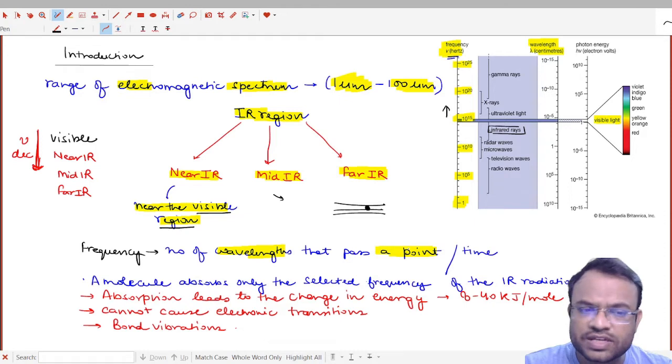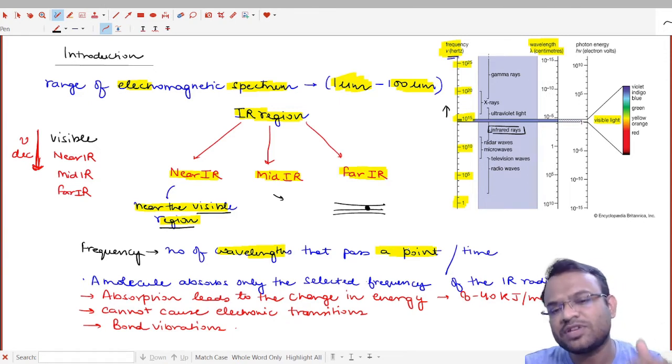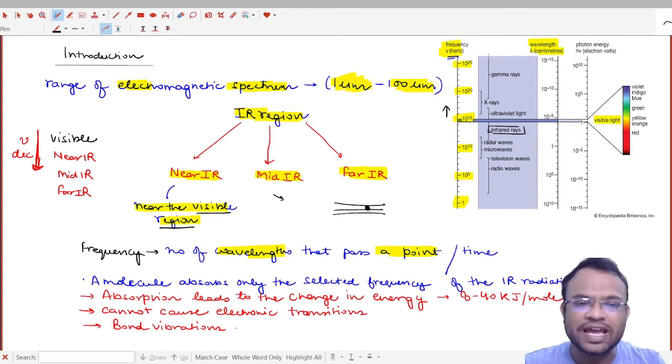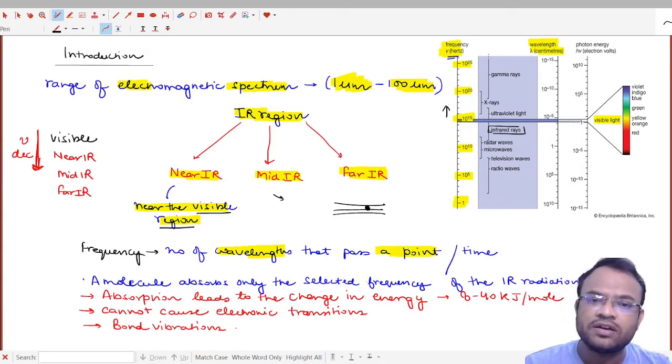Frequency is always with respect to time, understand this. Over here we are talking about the number of wavelengths. If I'm talking about the heartbeat, then I can say that the frequency of the heartbeat is this, that means how many times it beats per unit of time. So frequency can be of anything, but over here we are talking about the frequency of the infrared region.